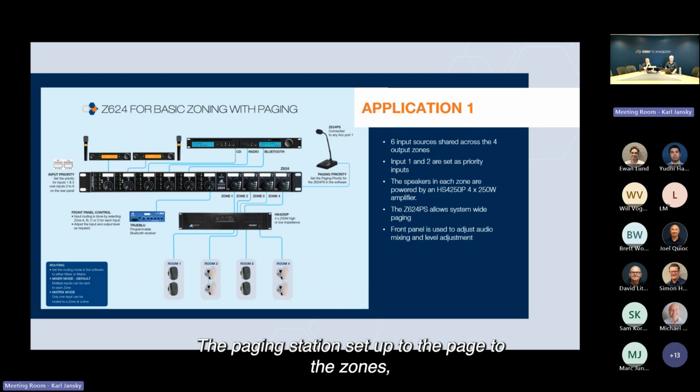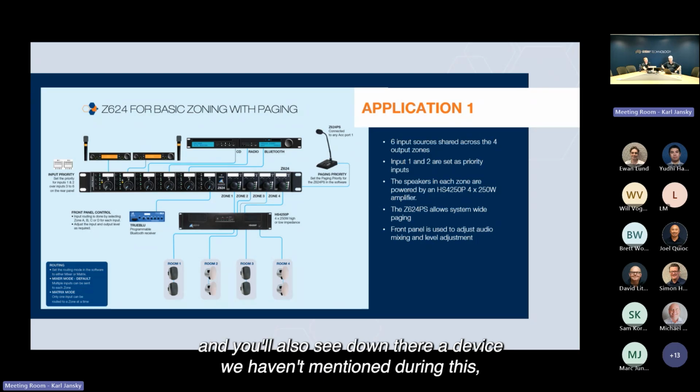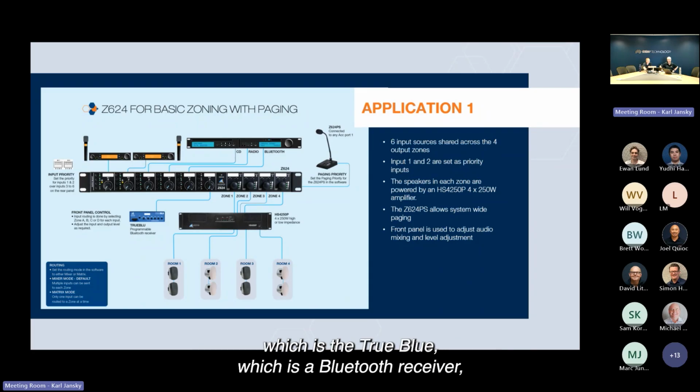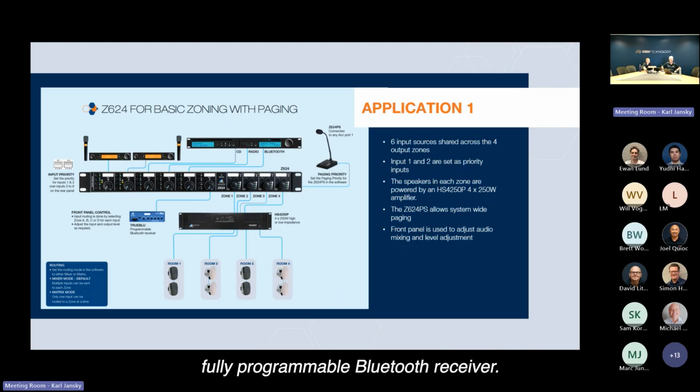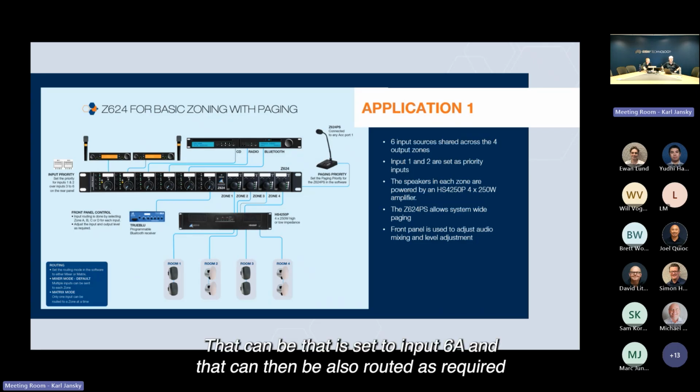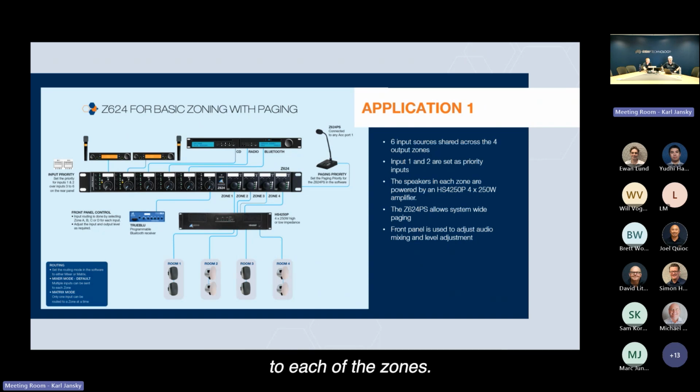The paging station set up to page to the zones, and you'll also see down there a device we haven't mentioned during this, which is the True Blue, which is a fully programmable Bluetooth receiver that is set to input 6 there, and that can then be also routed as required to each of the zones.